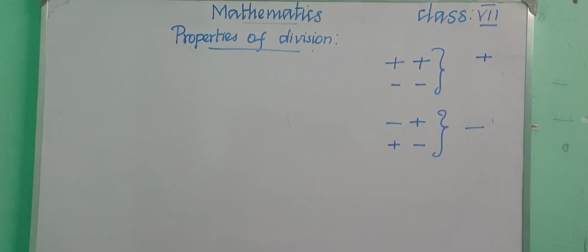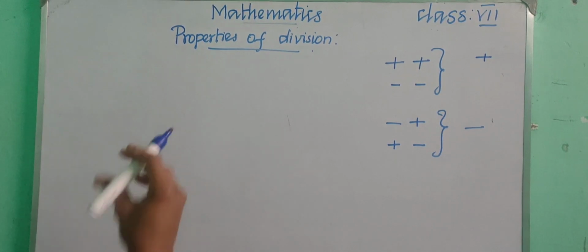So the next topic we are going to learn is about properties of division. We have learnt about the properties in addition, subtraction, multiplication. What are all the properties we have learnt? The first one is closure property, commutative property, associative property, distributive property. These are all the properties we learnt in addition, multiplication and subtraction, right? So likewise we are going to check what are all the properties possible in division of integers.